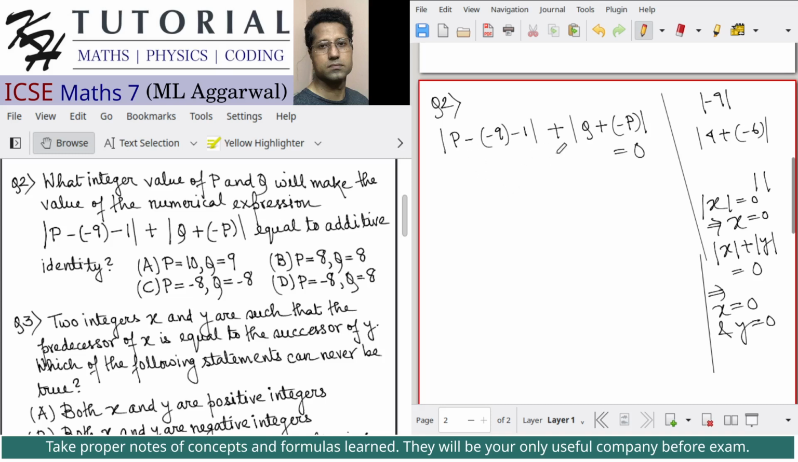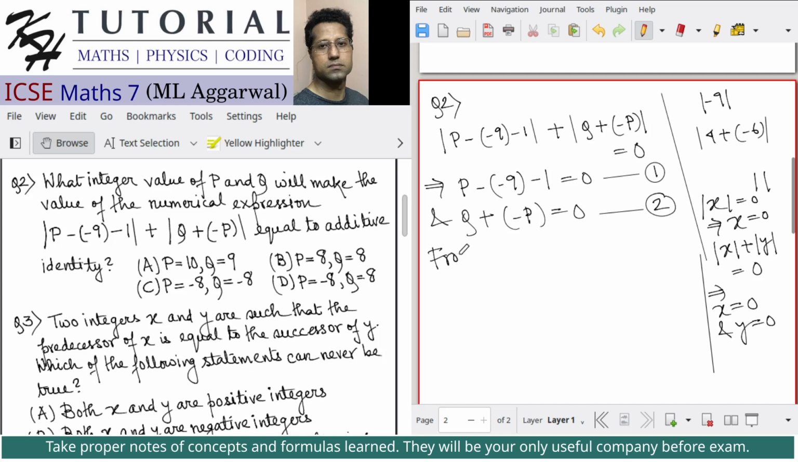So this equation will imply that the numerical expression inside the first absolute operator, P minus minus of 9 minus 1, should be equal to 0, and also the numerical expression inside the second absolute term will also be 0. So we must have Q plus minus P equals 0. We have these two results or equations. Now from equation 1, we can easily find the value of P, because it is a linear equation in P.